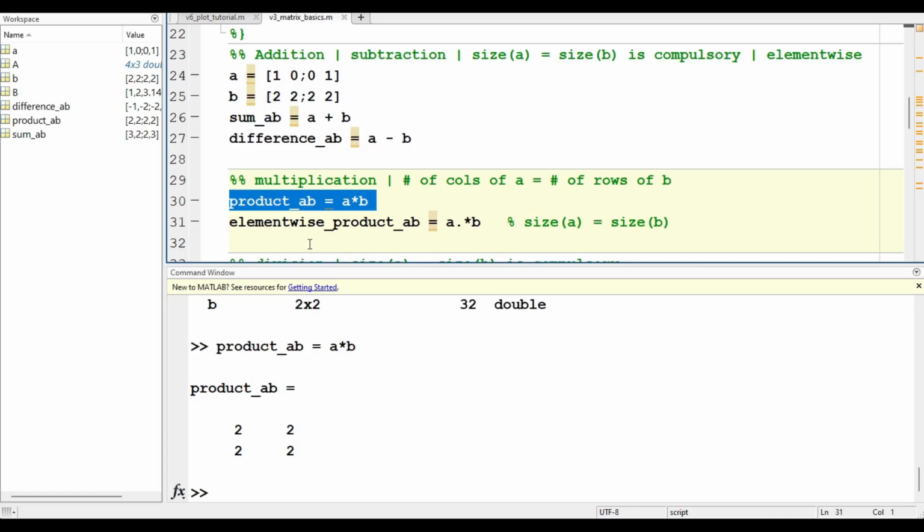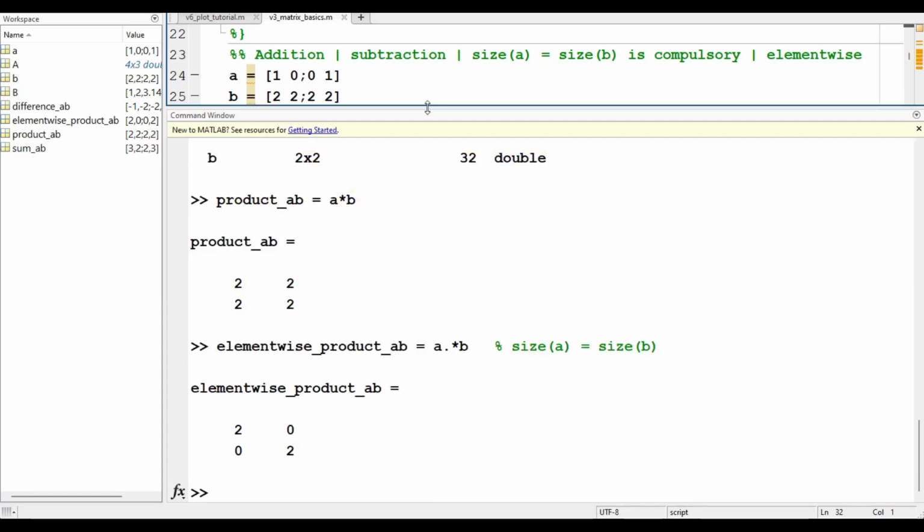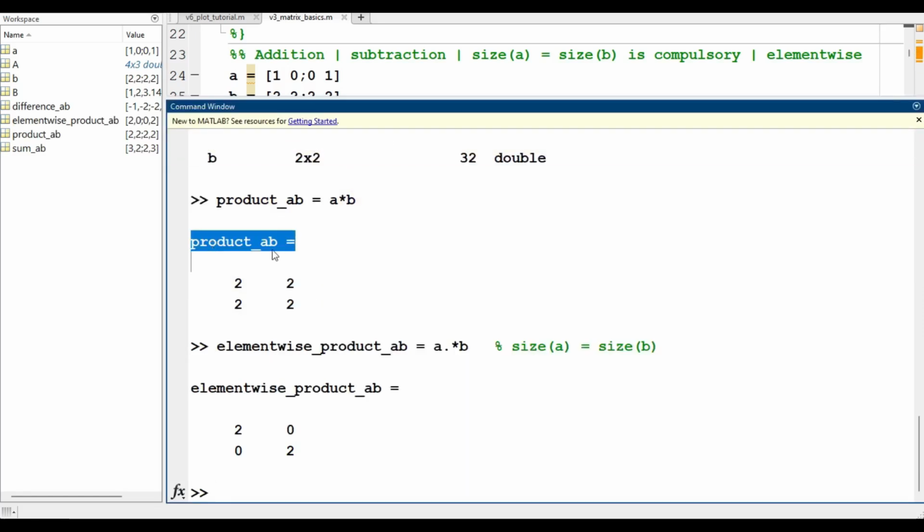Now one important thing is the element wise product of matrix A and matrix B. The important difference is that when we are writing A multiplied by B, we have A, an asterisk sign, and then B. But when we are doing element wise multiplication, we have a dot or a period symbol, then the asterisk sign and then B. So the difference between these two is like this. In the first case, when we are getting the product of AB, it is multiplying two matrices using the rules of multiplication for two matrices.